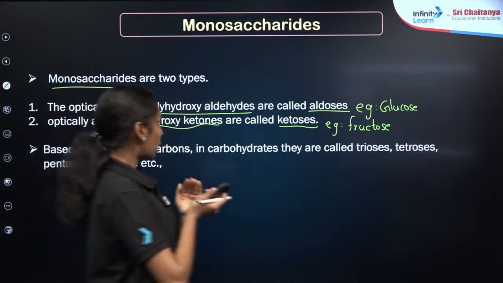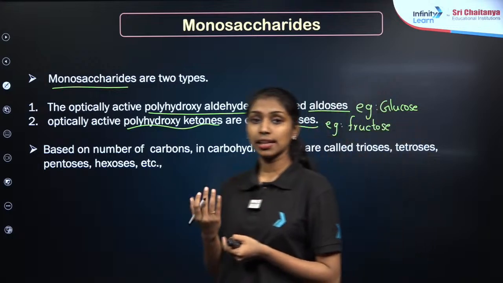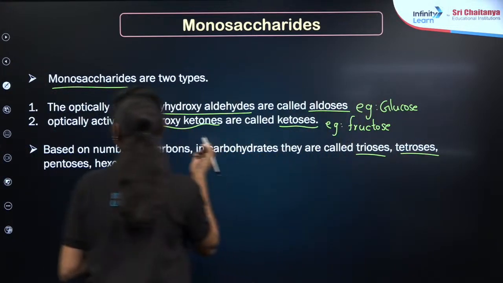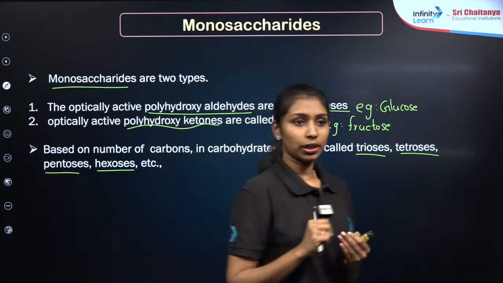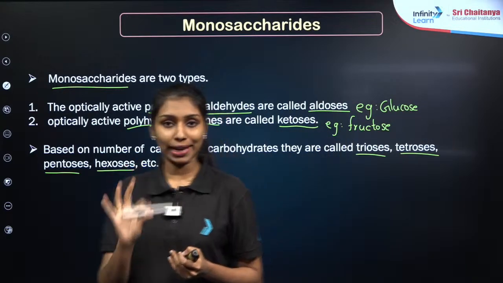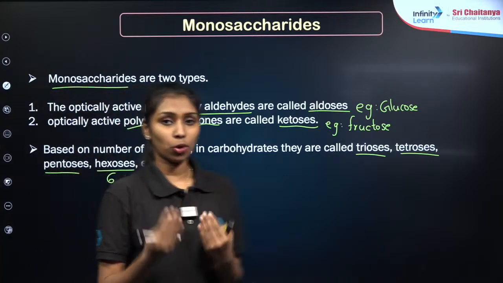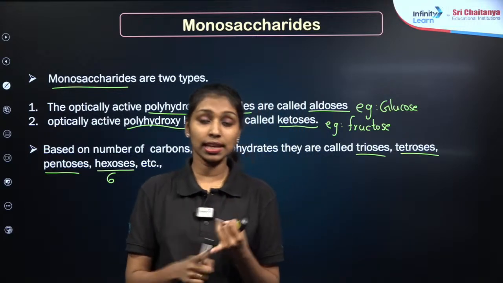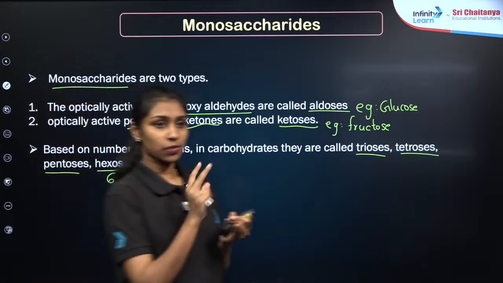Then based on the number of carbon atoms also, we can name the carbohydrates as triose, tetrose, pentose and hexose, right? Tri stands for 3, tetra for 4, pento means 5, hexo means 6. So we can name the carbohydrates based on their functional group. Whether it contains an aldehyde, we call it an aldose. Whether it contains a ketonic group, we call it a ketose. Based on the number of carbons also, we can classify them. Clear?